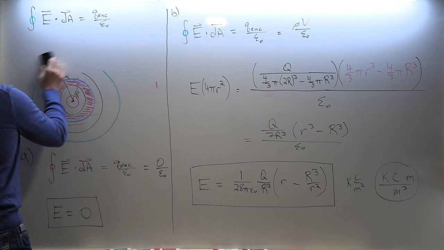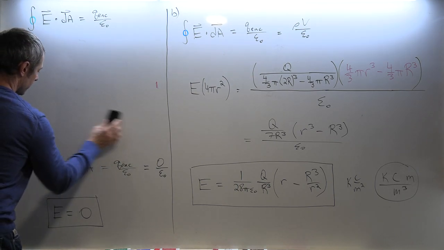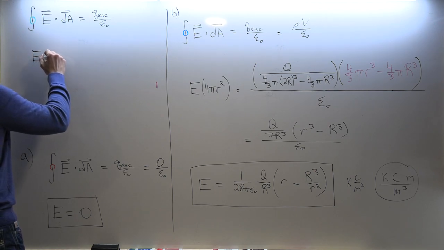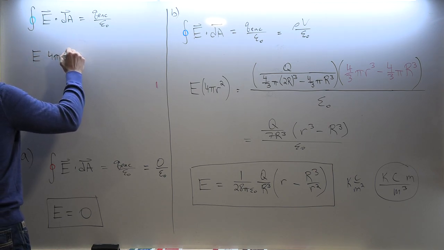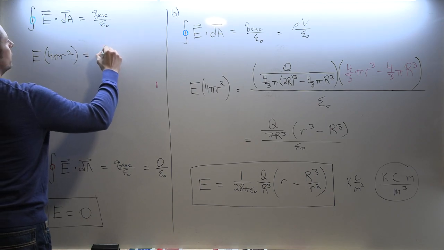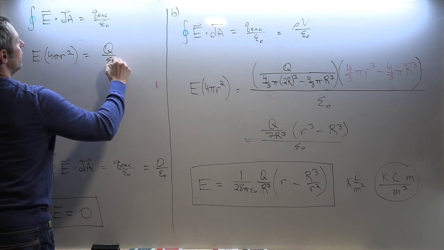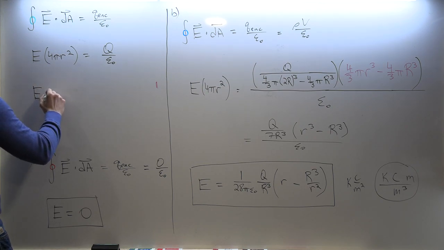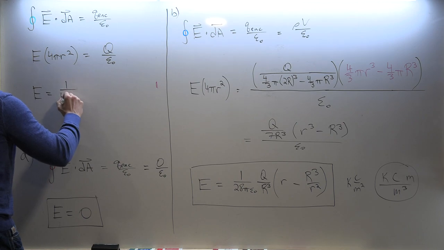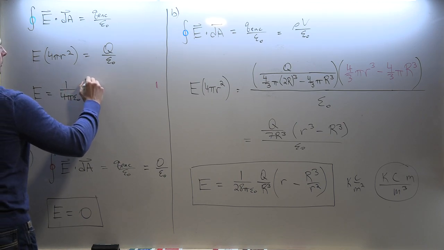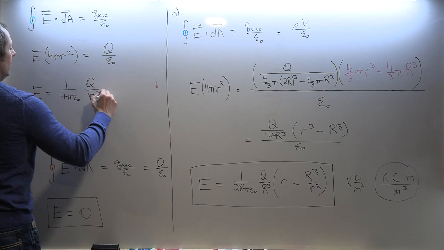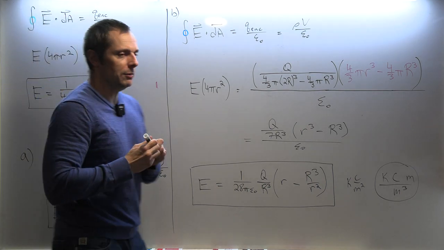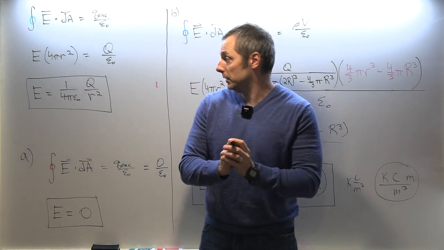So now I'll erase, make some room. And I have E times 4 pi r squared equals Q over epsilon 0. Divide by this, and I get my final answer of just the point charge formula. Don't even need to do a unit check on this one because it is the formula of a point charge. Again, it's the same as if you took all that charge and concentrated it in the middle.